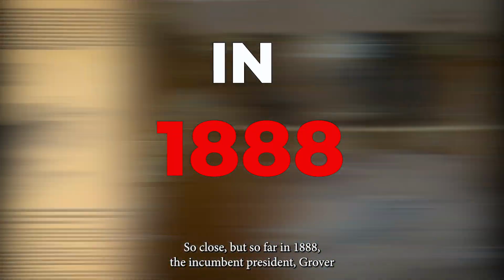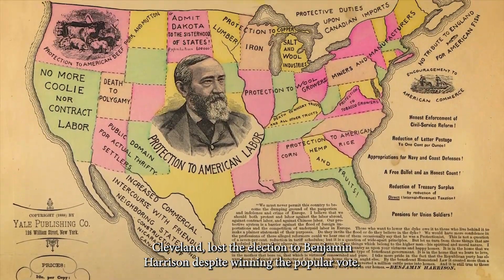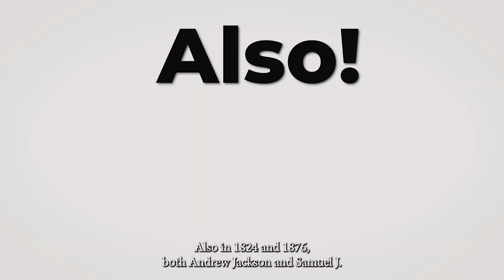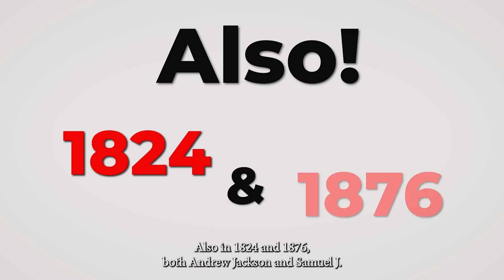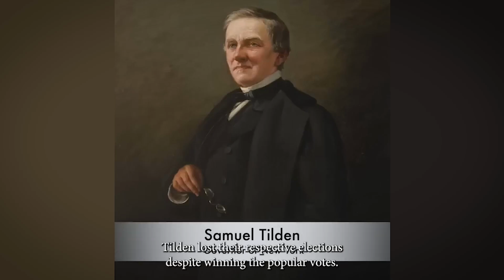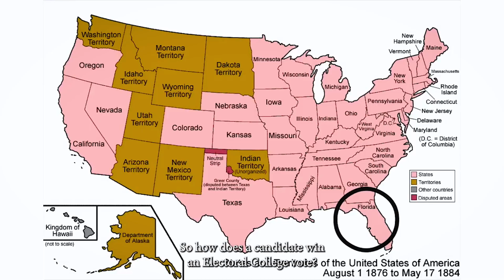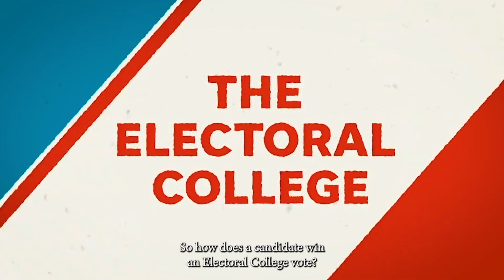In 1888, the incumbent President Grover Cleveland lost the election to Benjamin Harrison despite winning the popular vote. Also, in 1824 and 1876, both Andrew Jackson and Samuel J. Tilden lost their respective elections despite winning the popular votes. So, how does a candidate win an electoral college vote?